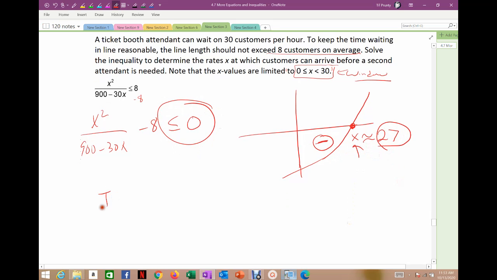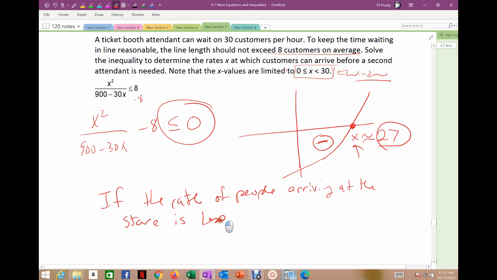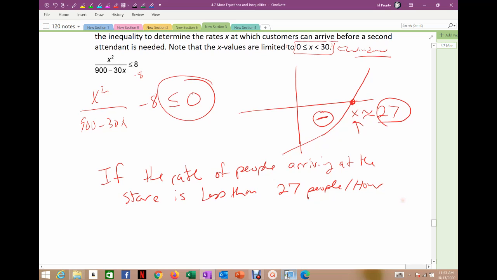So if the rate at people arriving at the store is less than 27 people per hour, they don't need a second attendee. They don't need anybody else there to attend. They only need one attendee.